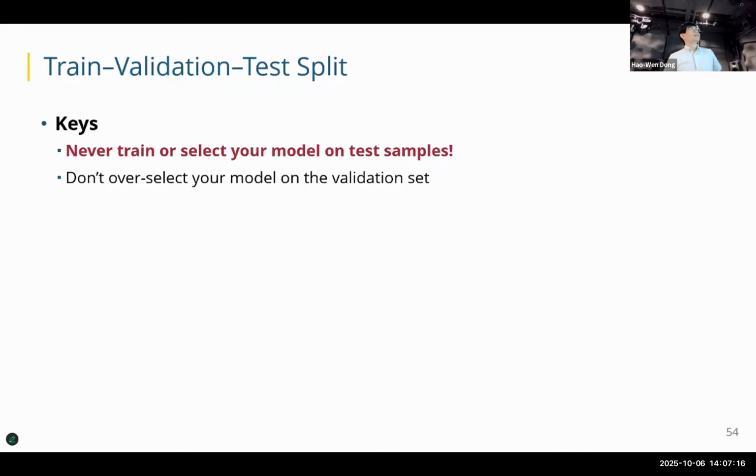But some of the key concepts are that you should never train or select your model on test samples, even though people keep saying so. Sometimes even in some of the big AI conferences, you will see people submit papers where they train or select the models on test samples, usually not intentionally. Usually they just didn't realize part of their algorithm is doing this. And also, don't over-select your models on the validation set.